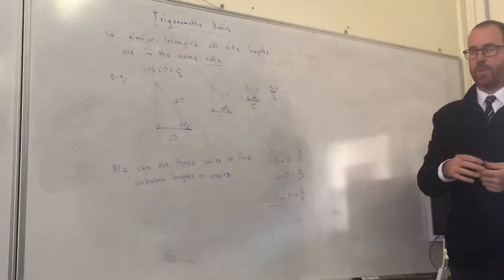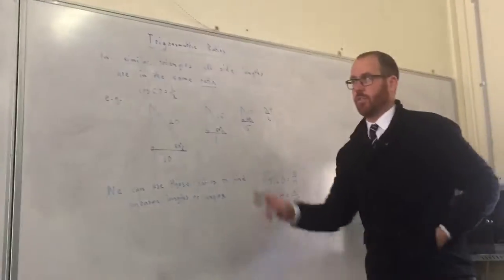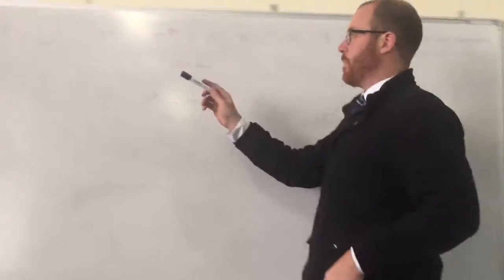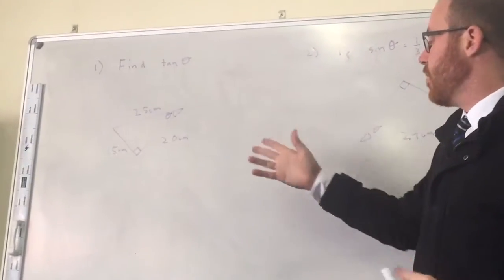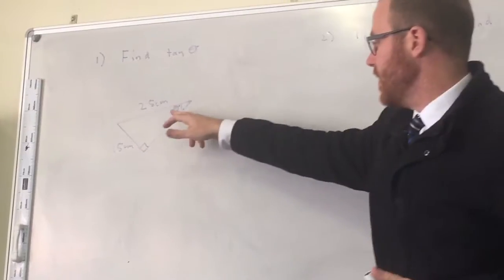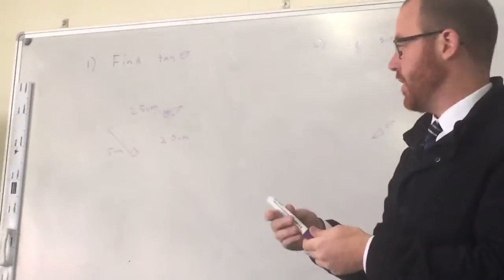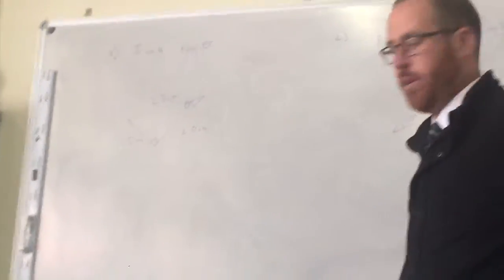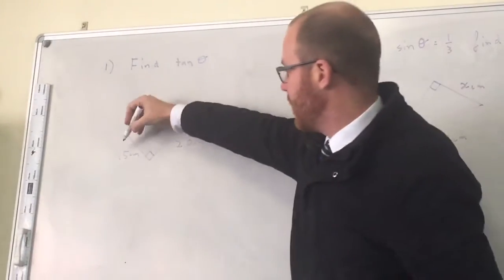So we've got a couple of examples of how we can use this over on this side. This one here is a pretty simple question. We've got this angle here, and we want to find what the tan ratio is. So if we were to label this triangle, what's that length?